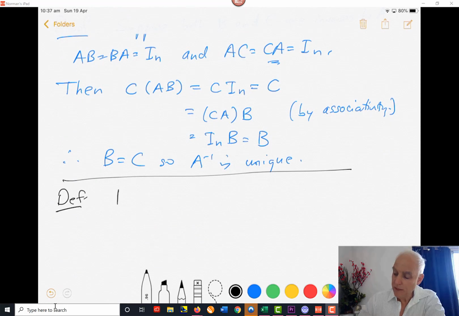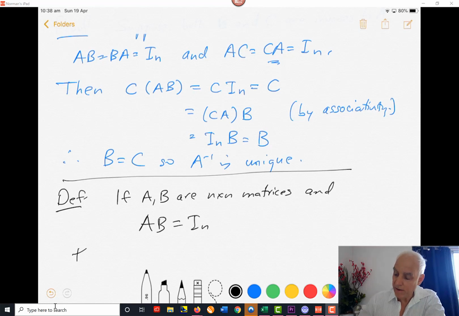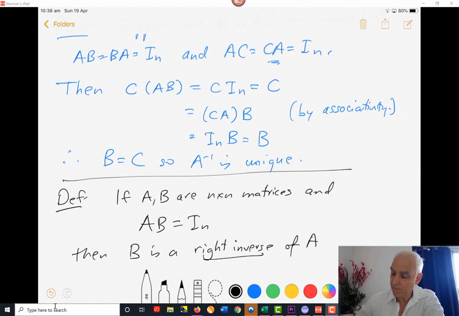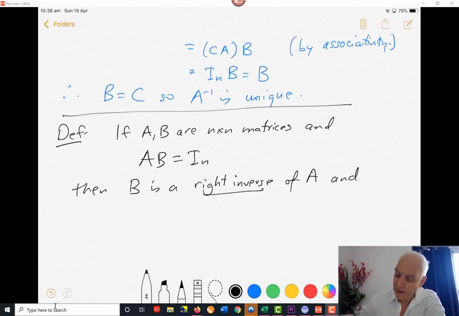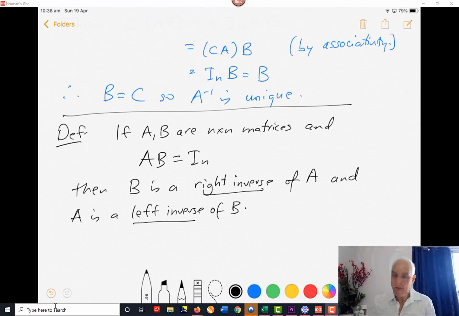So let's make some minor definitions. If A and B are n by n matrices, and A times B equals the identity matrix, then we'll say that B is a right inverse of A, and A is a left inverse of B. So we could then say that a matrix is invertible if it has a left inverse and it also has a right inverse, and those two are equal.